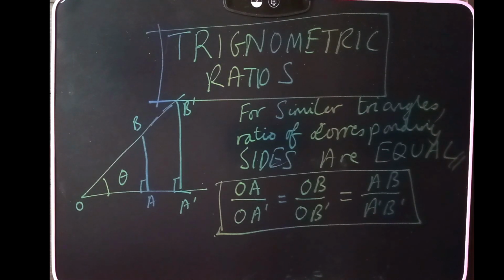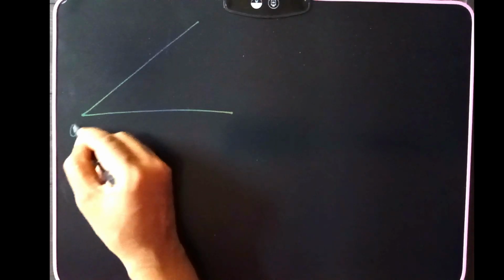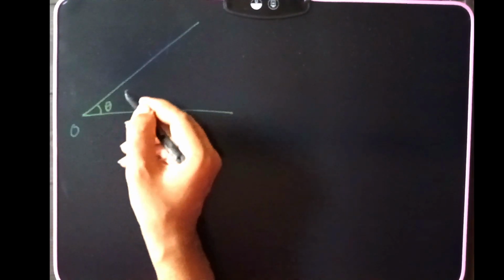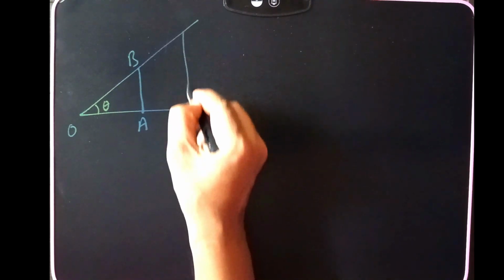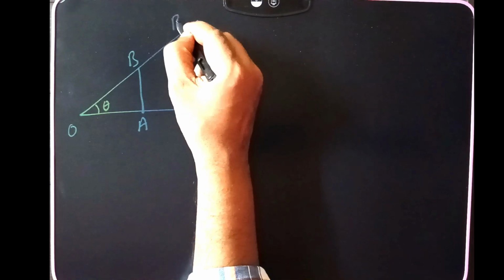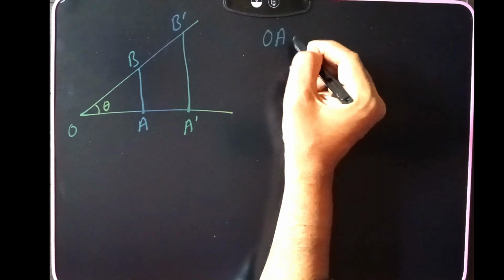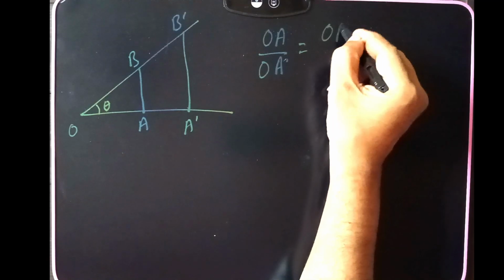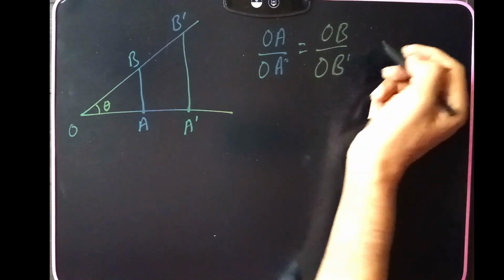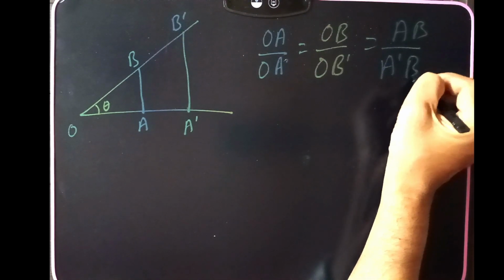So now I'll move to the next slide and draw the triangle again here. We have point O, this is angle theta, this is AB, and this is A dash B dash. So what we got based on similarity of triangles: OA by OA dash is equal to OB by OB dash is equal to AB by A dash B dash.